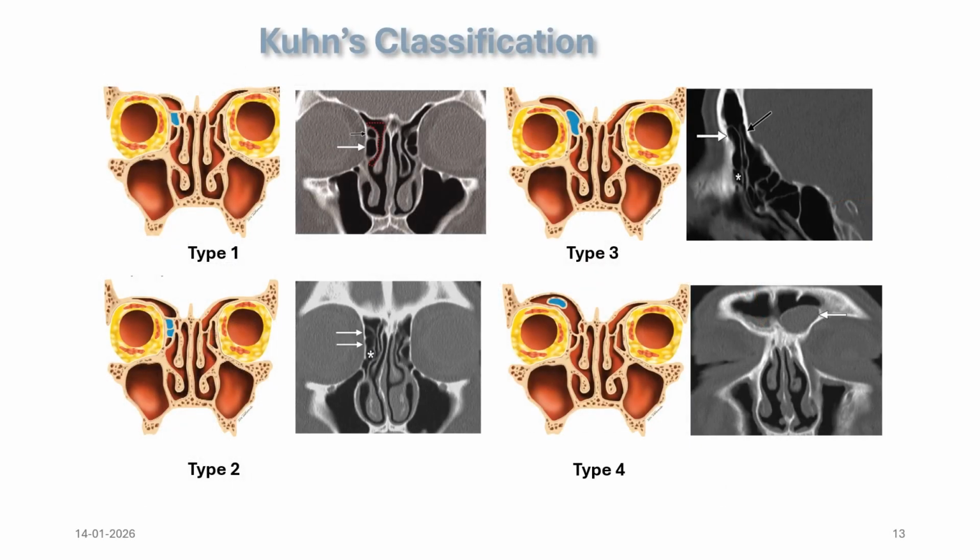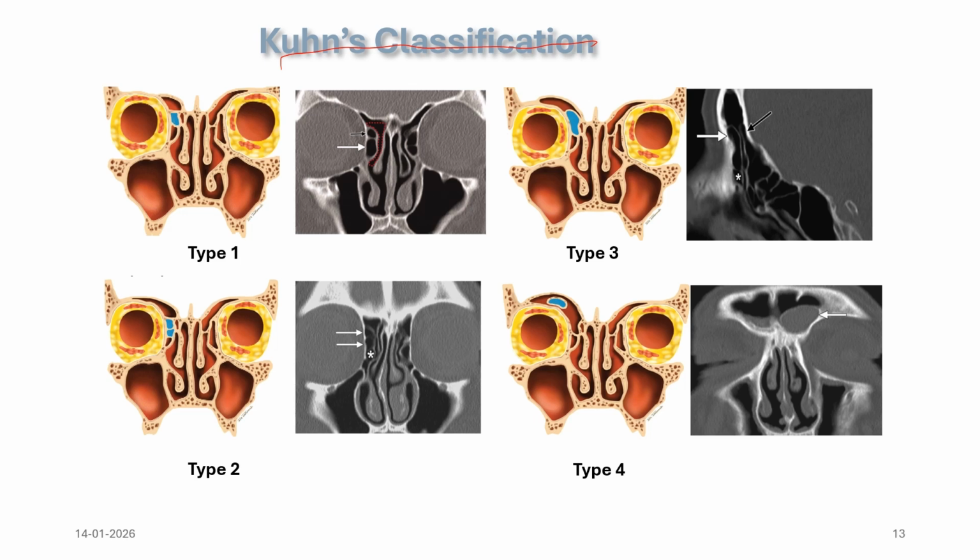The classification of frontal ethmoidal air cells based on their relation to the agger nasi cell was developed by Bent and Kuhn, so it is called Kuhn's classification. In type 1, there is only one cell above the agger nasi cell, as denoted by this blue color. This is the agger nasi cell and this one is another cell above the agger nasi cell.